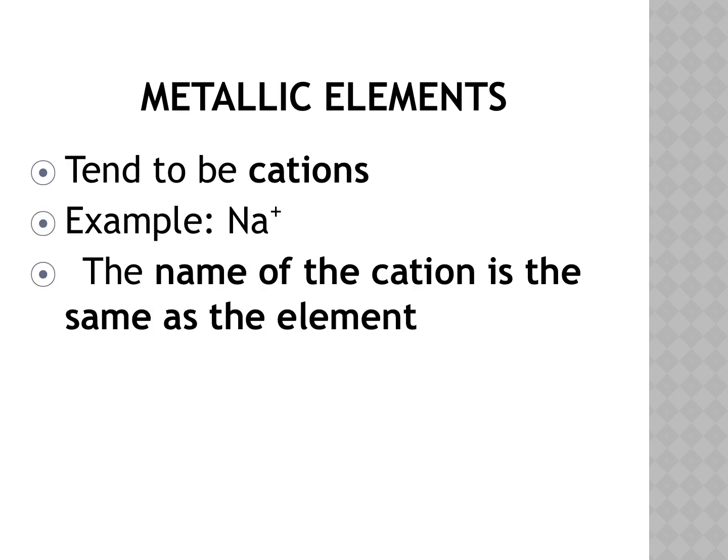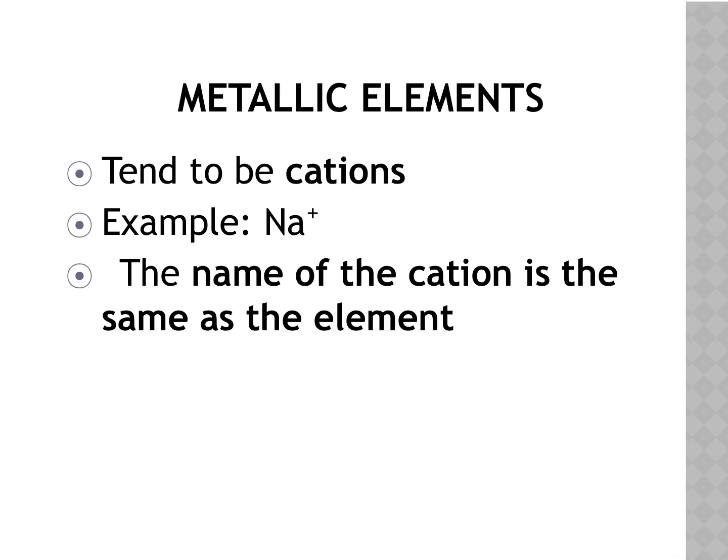Okay, so metals tend to become cations. So if metals become an ion, they're a cation. So does that mean they have a positive or negative charge? Positive. Okay, so metals will get positive charges. So an example, I'm just using Na with a plus. What's the name of Na? Sodium. Okay, so sodium, if it becomes an ion, it gets a plus charge.